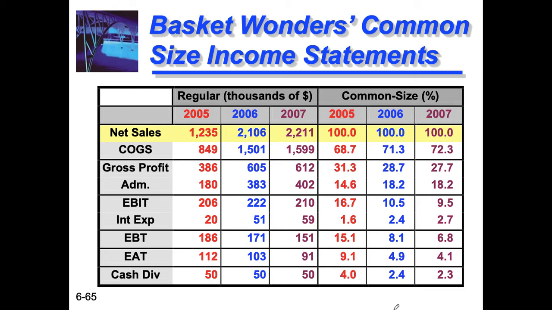This one is common size for income statement. For income statement, all components here are divided by net sales. Gross profit, for example, here 386 per 1,235. So the result is 31.3%, etc.